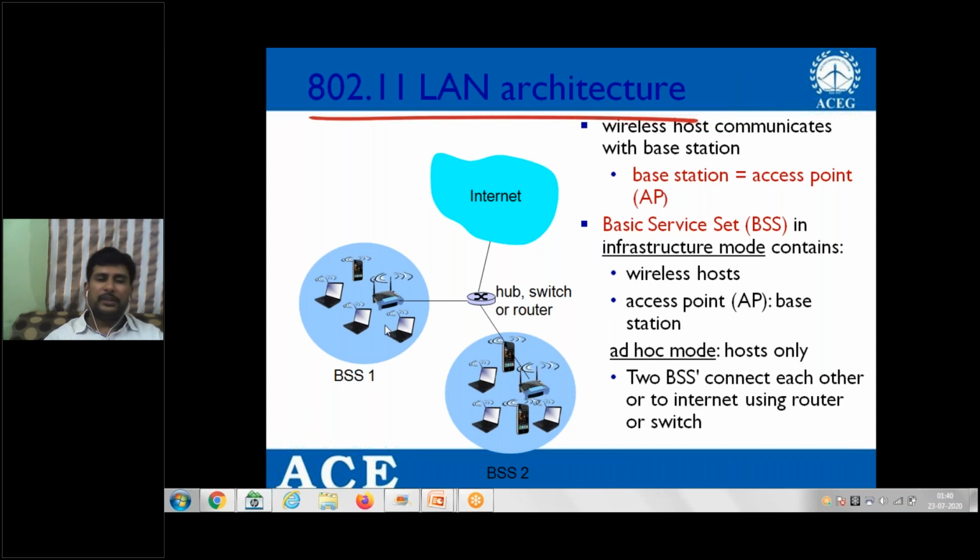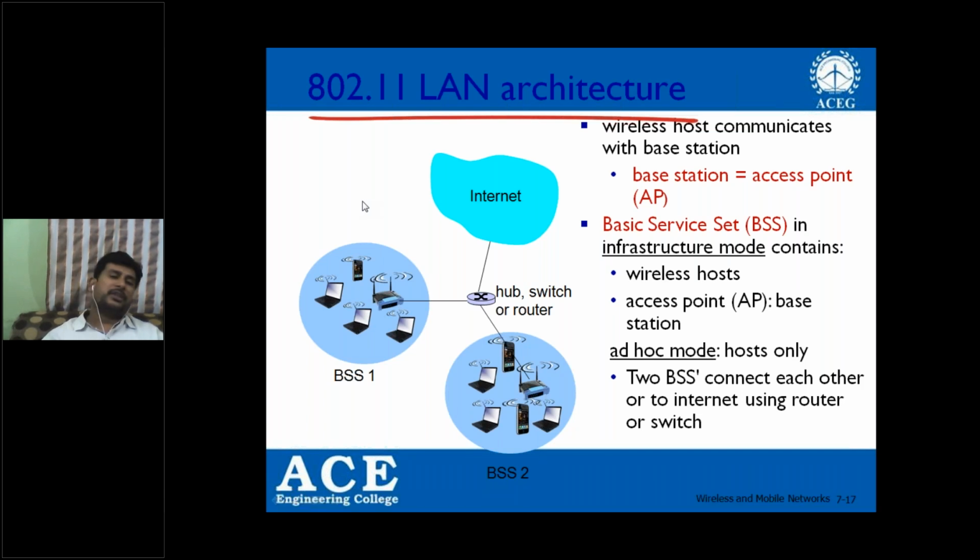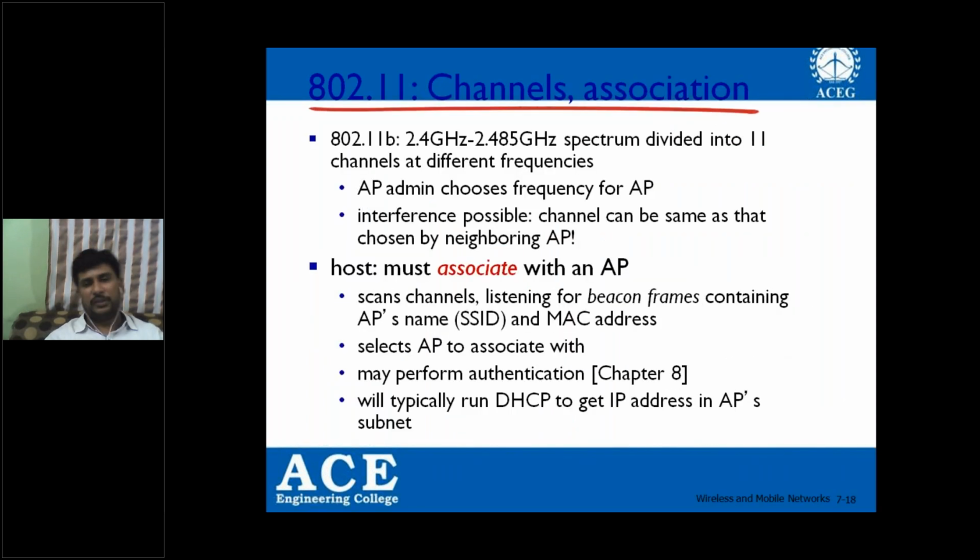Now, how does a device connect itself to a base station? Do we need a certain process? For this, we'll try to understand the concept called channels and association. When you are discussing 802.11b, it operates in the frequency range of 2.4 GHz to 2.485 GHz. So we have a total of 85 megahertz available, and that is divided into 11 channels which are shared among multiple devices. So we have a possibility of interference.